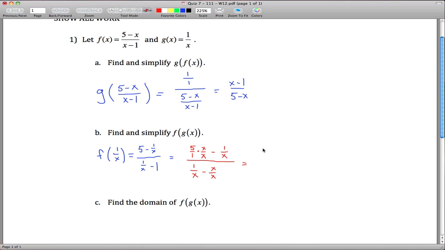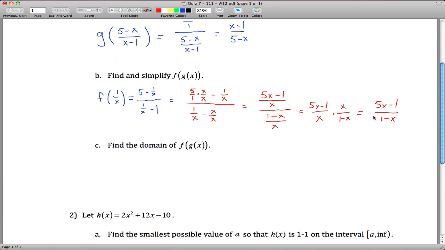So if you put everything together, you get 5x minus 1 over my common denominator of x, divided by 1 minus x over my common denominator of x. And the way you divide fractions is like multiplying, but you multiply by the reciprocal of the denominator. So this is 5x minus 1 over x times x over 1 minus x. Now you can cancel out those x's and end up with 5x minus 1 over 1 minus x. And that's your final answer.